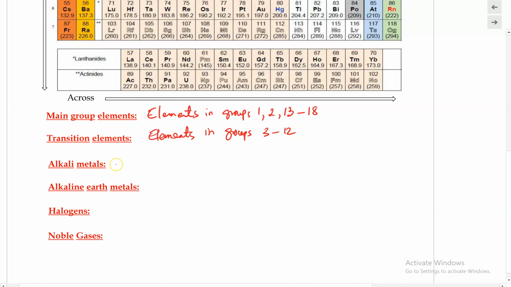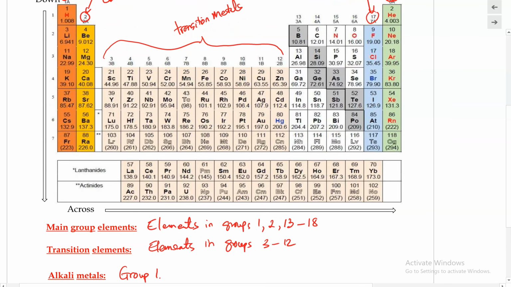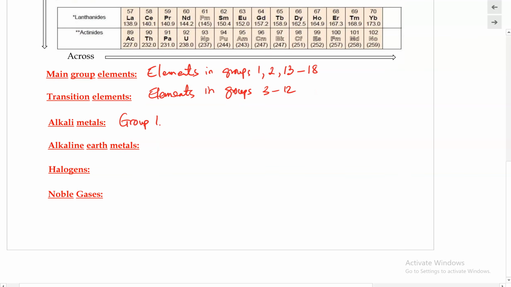And the alkali metals are the elements in group 1. Now, a very interesting property of elements in group 1 is as follows. In chemical reactions, they like to give up electrons because they are metals, and now they give up 1 electron. So they tend to give up 1 electron in chemical reactions. And all of the elements in group 1 tend to do that.